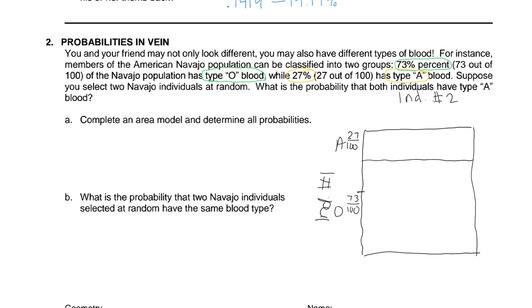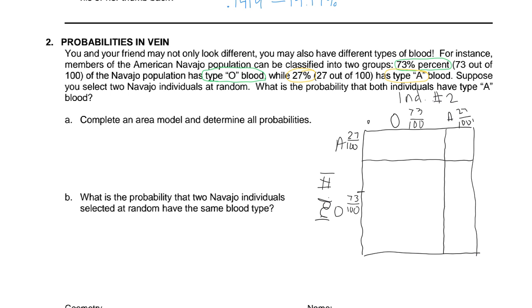It's going to be the same thing along the top. So type O, again, 73%. If the left-hand side is 0, and this is 100% over here, 73% is going to be, again, about 3/4 of the way. So about right there. So we've got type O, and that's 73 out of 100. And then A, 27 out of 100.